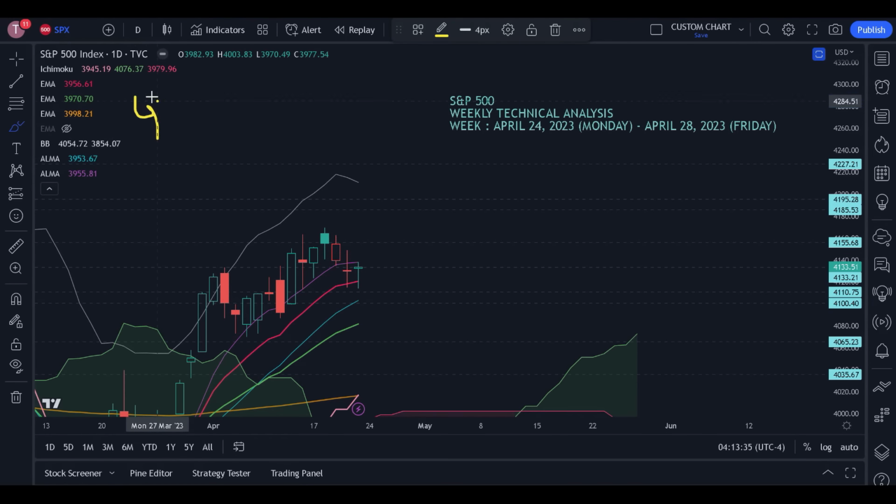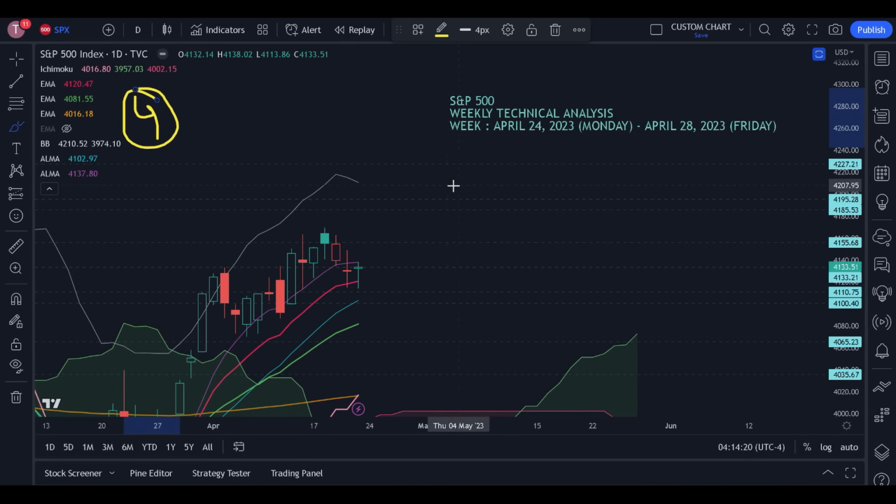Now guys, let's discuss the fourth point of the agenda of this S&P 500 weekly technical analysis, which is for the week of April 24th, from Monday April 24th through Friday April 28th. Let's see what is going to happen in the S&P 500 on Monday, April 24th, then Tuesday, April 25th, Wednesday, April 26th, Thursday, April 27th, and finally Friday, April 28th. What is going to happen until Friday, April 28th in the S&P 500?